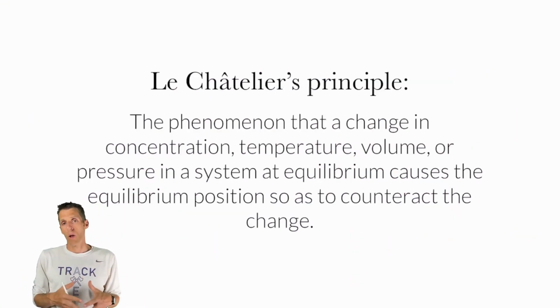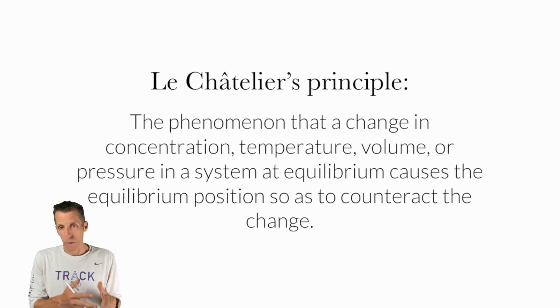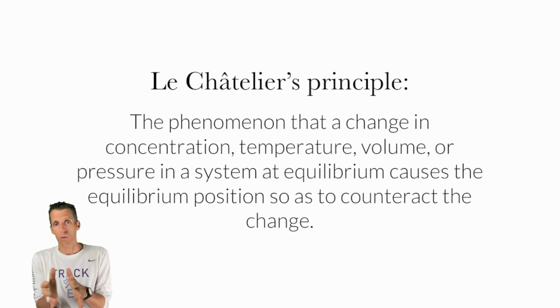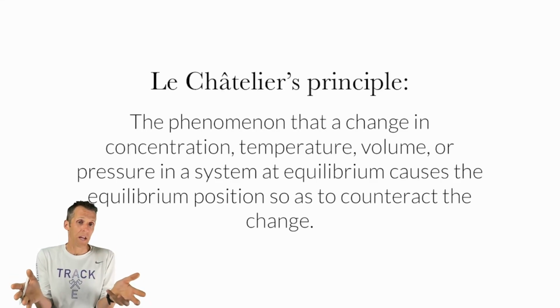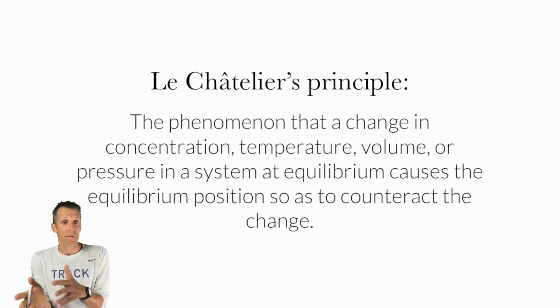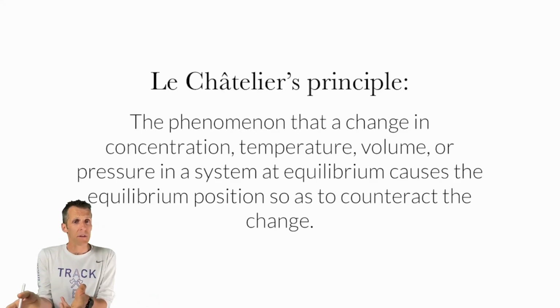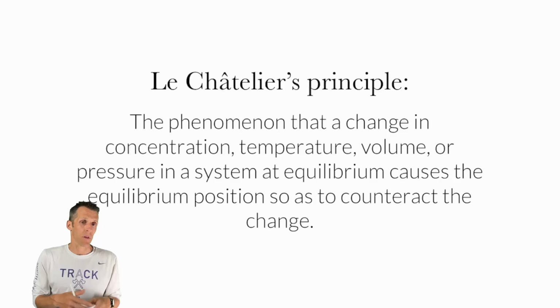And this is an example of Le Chatelier's principle, which is where basically you change the concentration, usually in biochemistry, of a system, and then shift the equilibrium position of the system to counteract that change. So if you add a bunch of reactants to a reaction, it's going to shift the equilibrium to favor products. If you add a bunch of products, it's going to shift the equilibrium to favor the reactants.